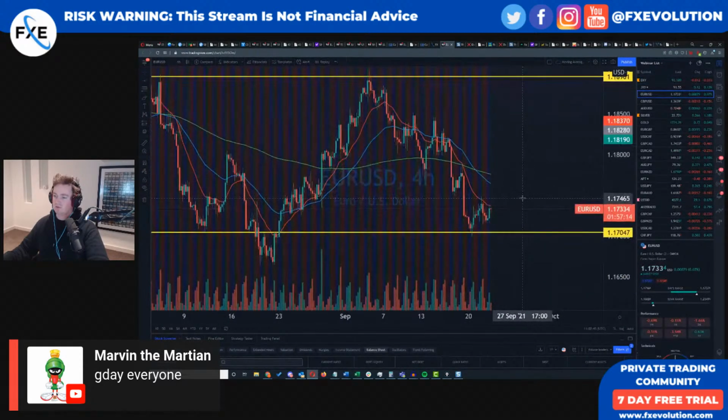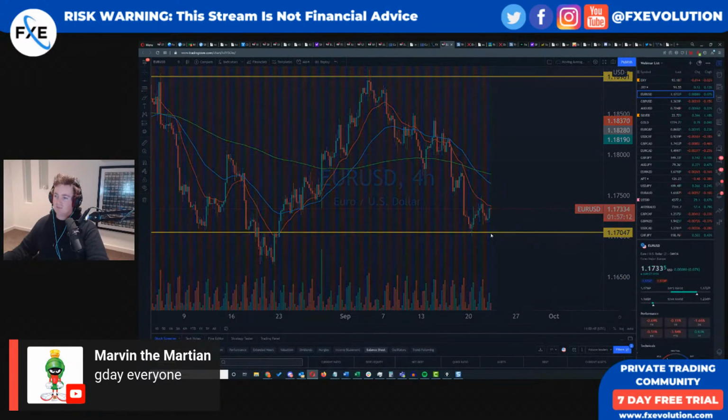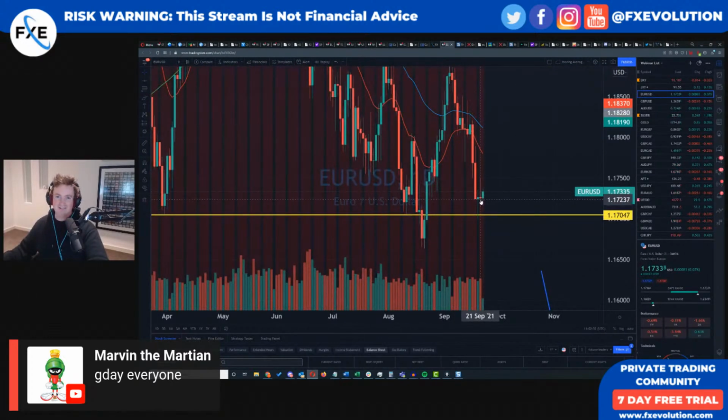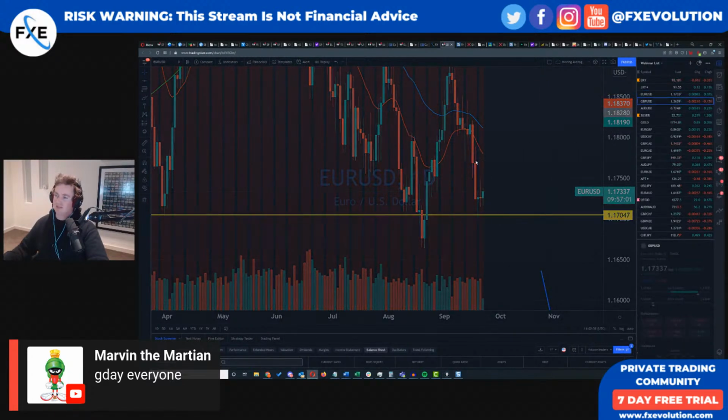When we go over to the euro as well, and we take a look at the daily, what do we expect? It's going to be a mirror. A long leg doji again on the 2-day. The support, the resistance.